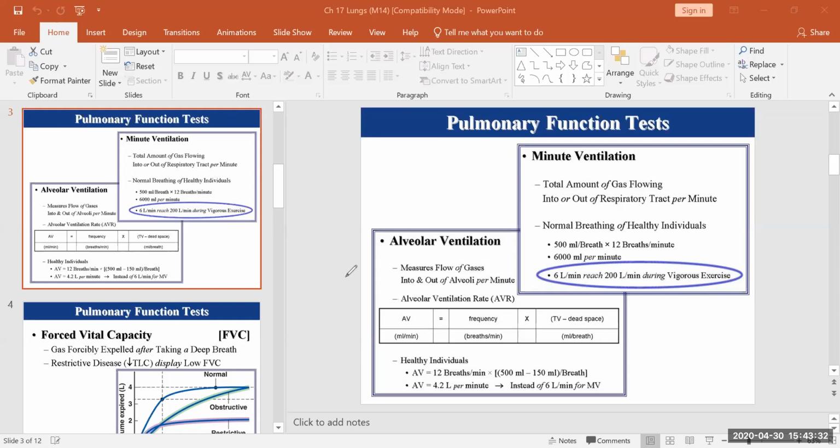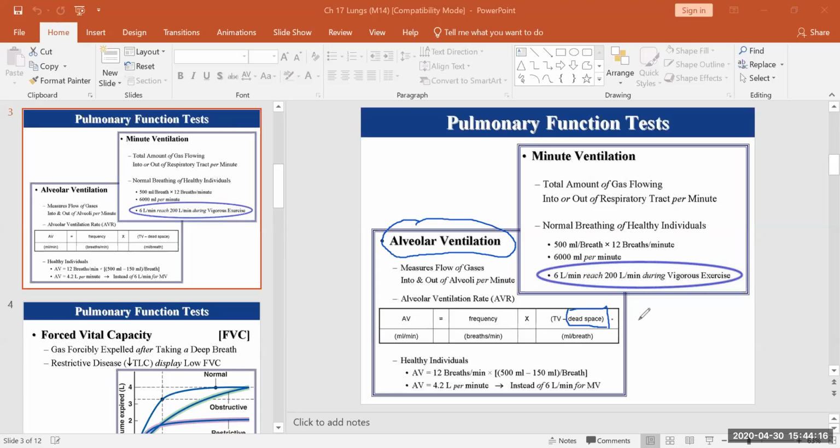Because of that, it's important to not measure really the ventilation per se, but to focus on alveolar ventilation, meaning the actual amount of air that gets to the alveoli. It measures the flow of gas in and out of the alveoli per minute. So we have the concept of dead space: any part of the respiratory tract that has no capability for gas exchange, we call dead space.